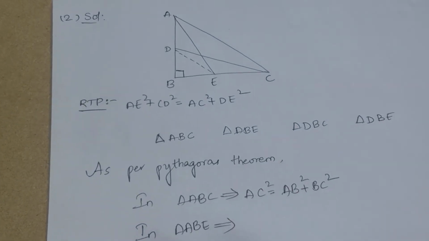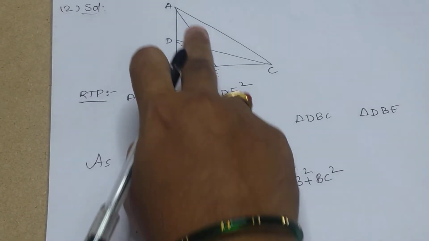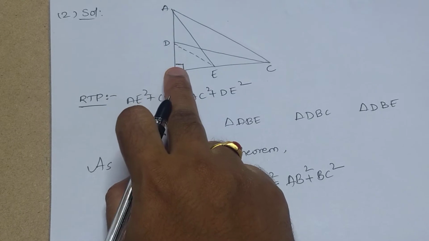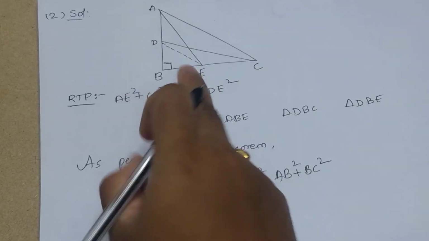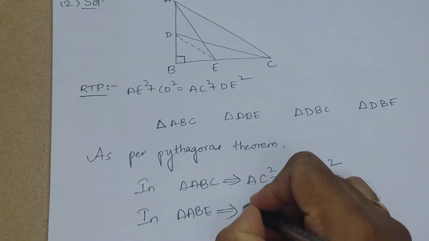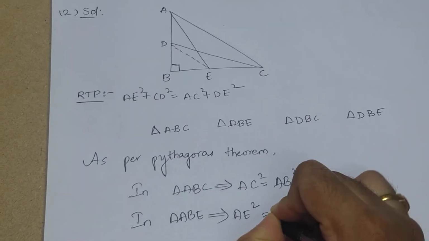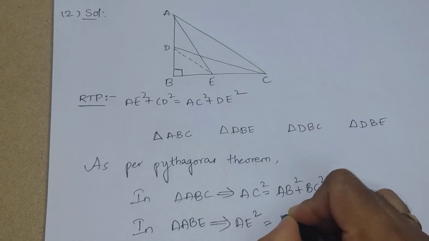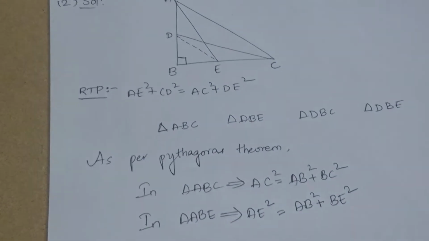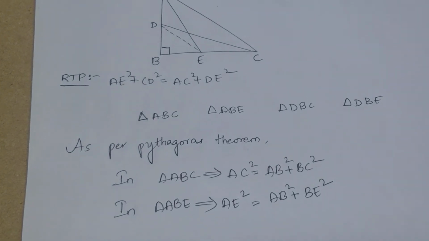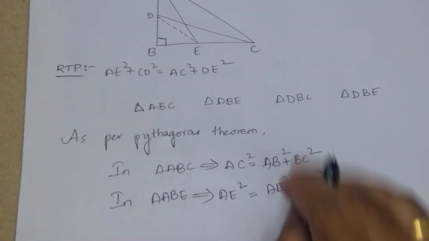In triangle ABE, so this is triangle ABE. What is the hypotenuse? Side opposite to right angle. It means AE is the hypotenuse. In triangle ABE, AE square equals to AB square plus BE square. Clear? So in the same way, let's write it for these two also.